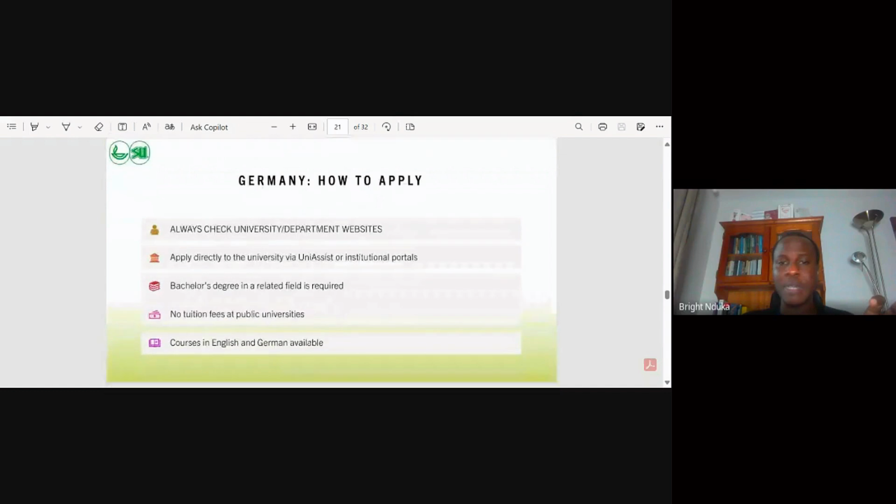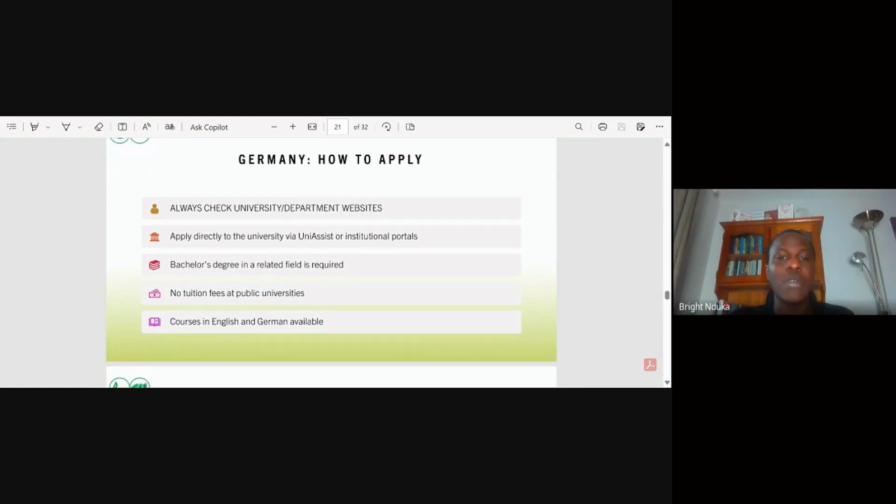Now let's go to some country-specific details. Germany, how to apply. I have put this here, and I don't have much time now, so I'll be ending. I have put this in terms of country-specific information, and I'll be sharing it. Like I said, what are the things you need to do? What are the requirements? What is needed? And what are some of the scholarships?